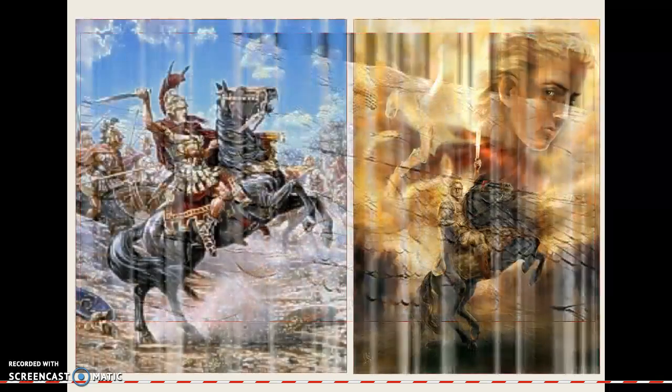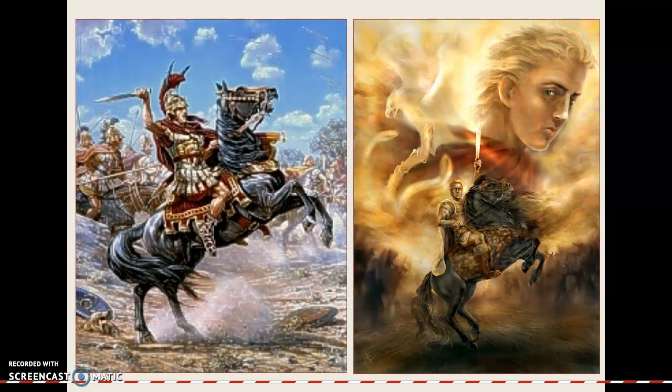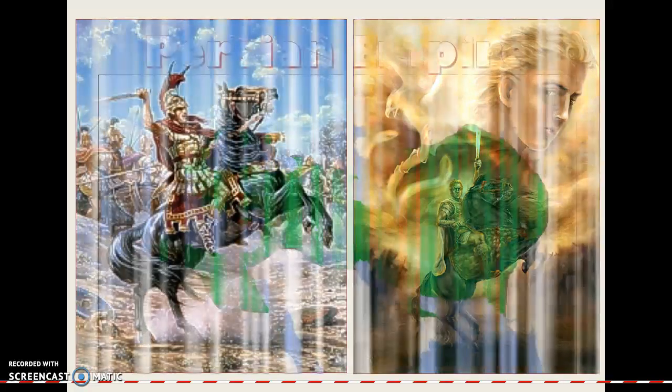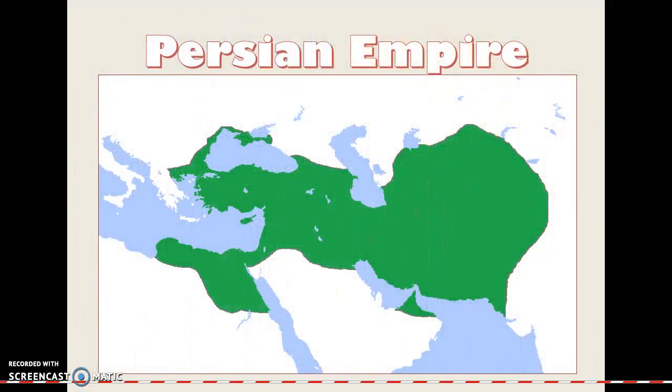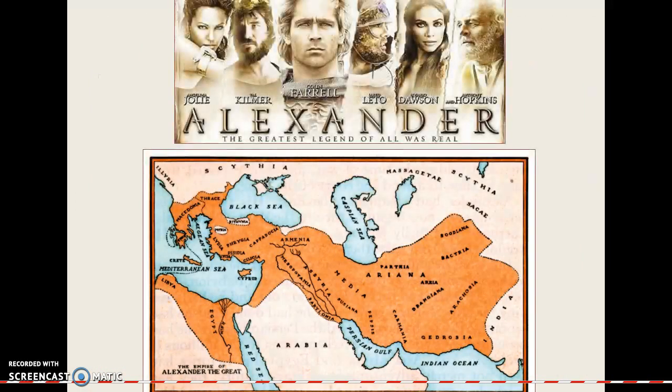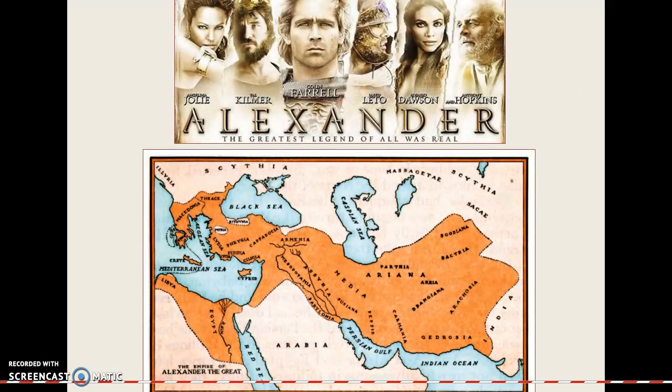And the Persian Empire would finally be defeated at the hands of Alexander the Great, who was from Macedonia. And we'll talk a little bit more about Alexander when we get to ancient Greece. So this is the Persian Empire, and then this is the Empire of Alexander the Great. So it's similar in shape. Look back here. Similar in shape to the Persian Empire.